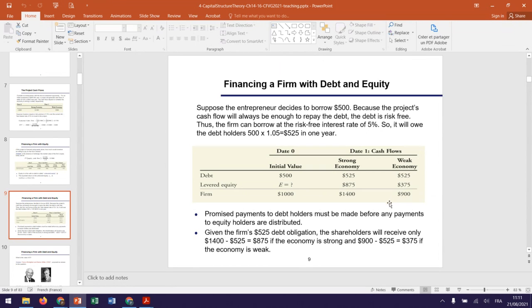Okay. Because the project cash flow will always be enough to repay the debt, the debt is risk-free. Therefore, the firm can borrow at the risk-free interest rate of 5%. So it will owe the debt holder 500 multiplied by 1.05. So after 1 year, the debt holder will receive 525 that represents 500 of principal repayment and $25 for the interest. The problem is, if I write this, can you just have a look? I have debt and I have levered equity now, right?